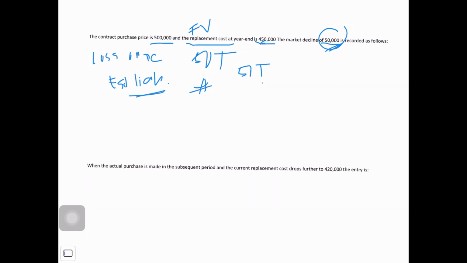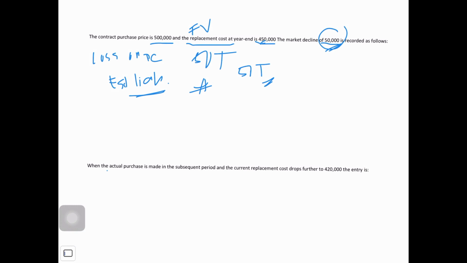So, we have here a difference of 50,000. And it decreases, so it is a loss. So, we have here loss on purchase commitment amounting to 50,000. And we credit estimated liability of 50,000. Because even if it decreased, for 50 na lang siya, we are still going to pay 50. So it is still our liability, this 50,000. Estimated liability because we are not yet paying it.